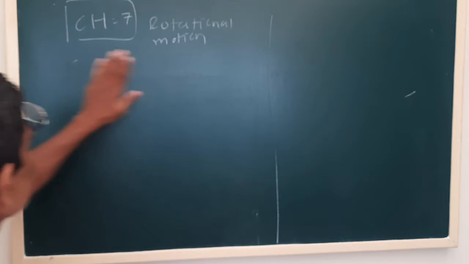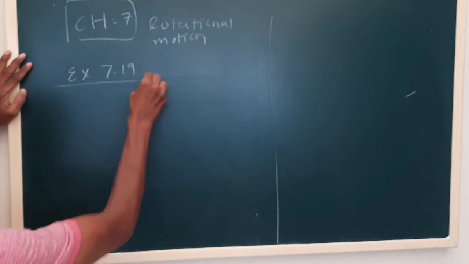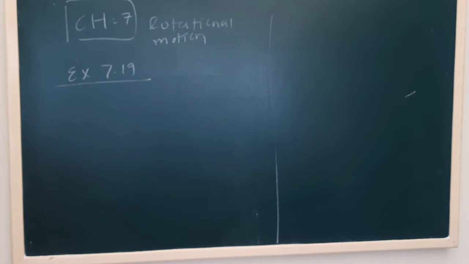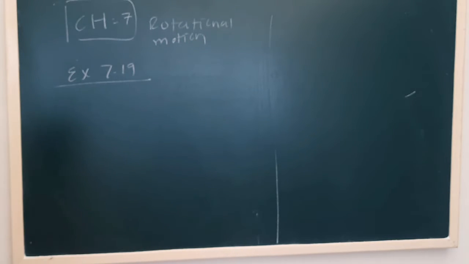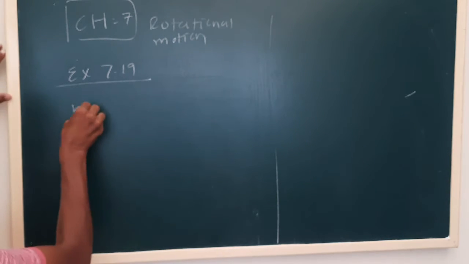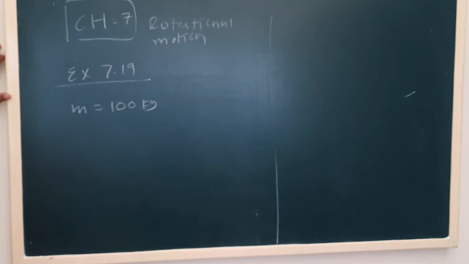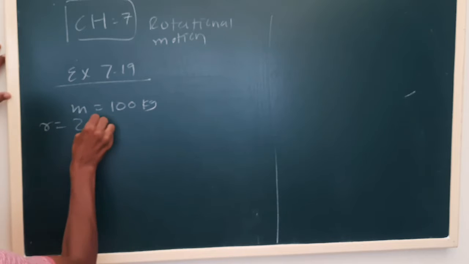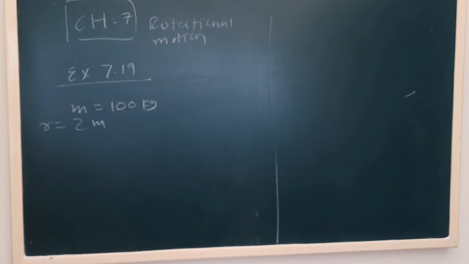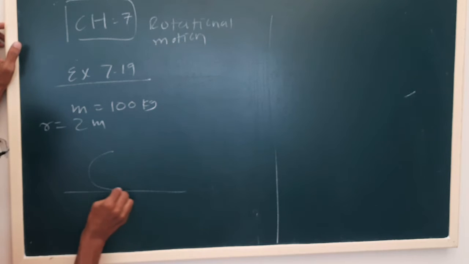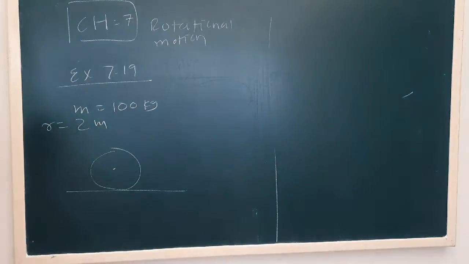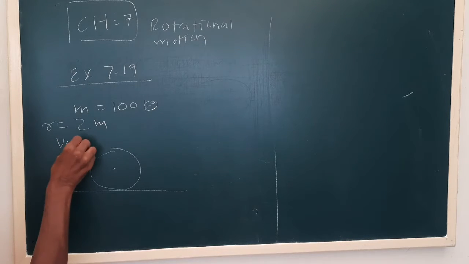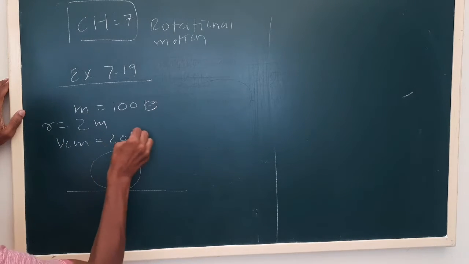Now next is exercise sum number 7.19. A disc is rolling in a loop of radius. Now see, the mass is given as 100 kg, radius is 2 meter. Now it rolls in such a way that the horizontal velocity of the center of mass. Whenever we have rotational motion, we consider the velocity of the center of mass of the object, that is VCM, which is given as 20 centimeter per second.